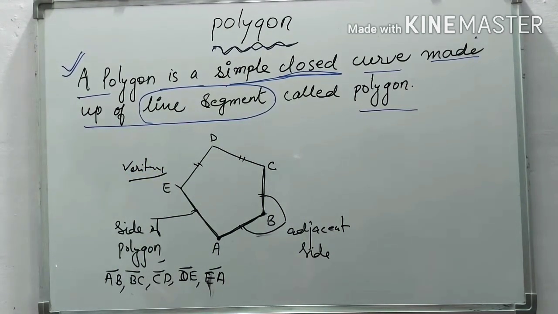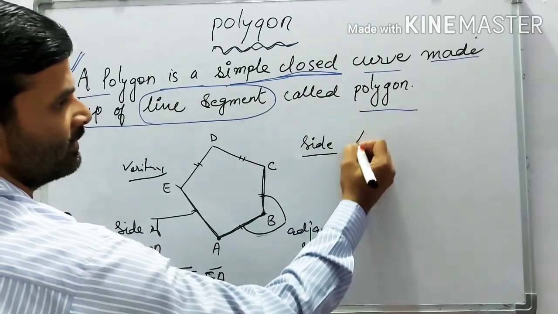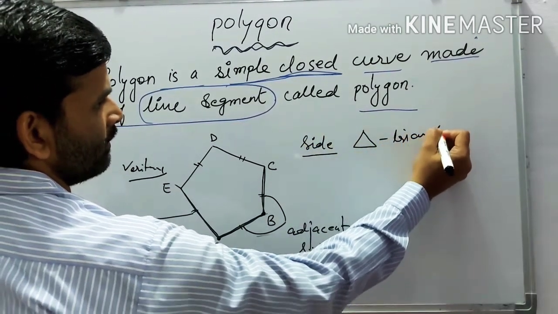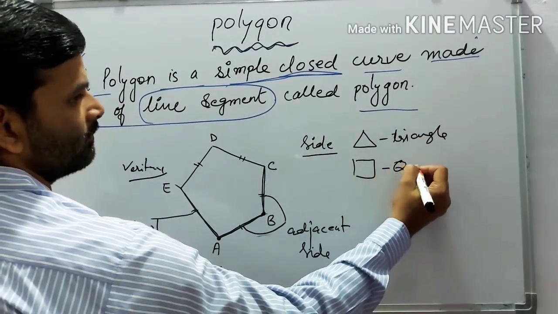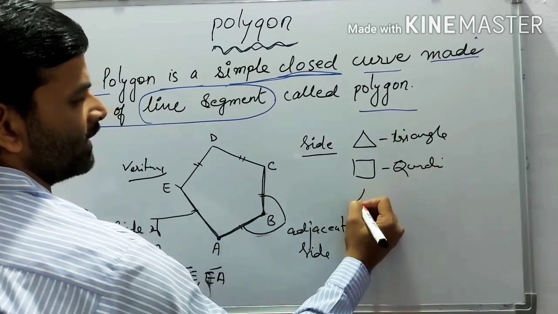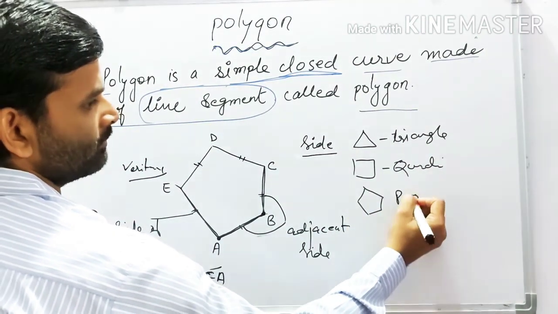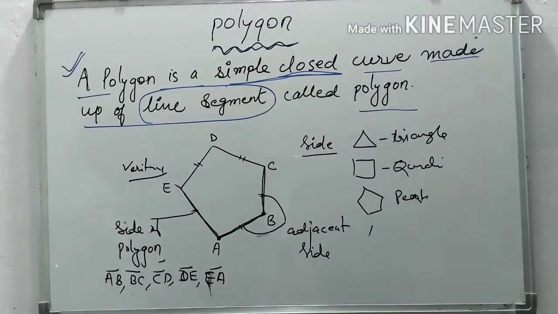And the name of a polygon is decided by its sides. Three sides is a triangle, four sides is a quadrilateral, five sides is a pentagon, six sides is a hexagon, seven sides a heptagon, eight sides an octagon. The different names depend on the number of sides.